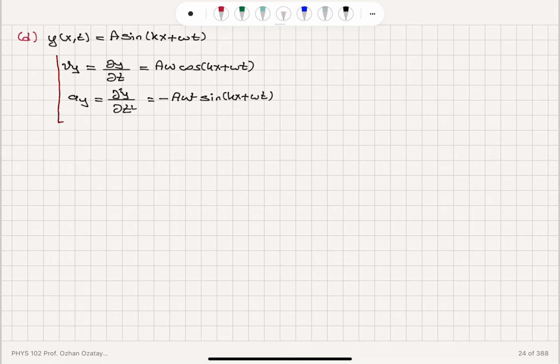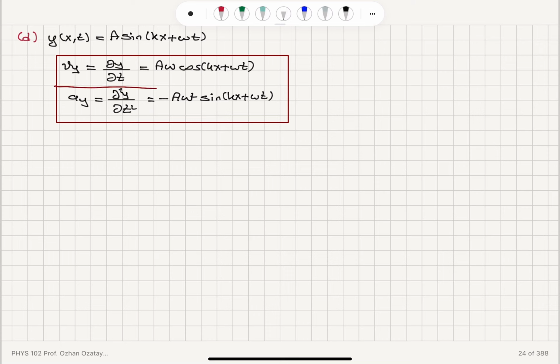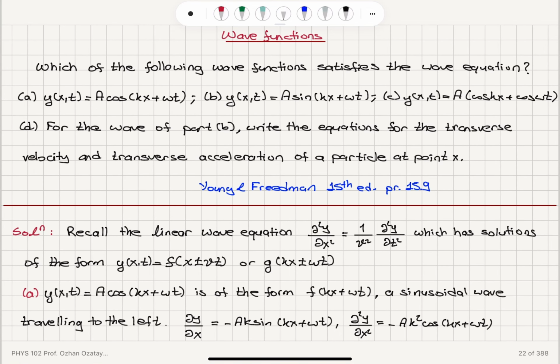So this basically gives us our final answer. Let's summarize what we did here. We were given a set of wave functions and we were asked to decide which of these satisfy the linear wave equation. And the linear wave equation is second derivative with respect to x is 1 over v squared del square y del t square, which has solutions of the form f of x plus or minus vt.